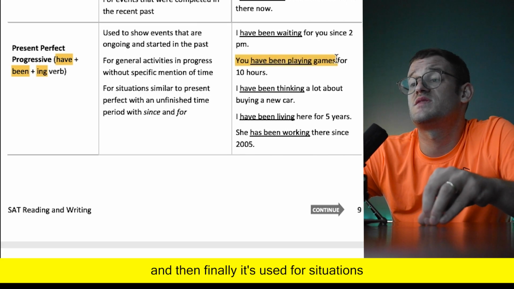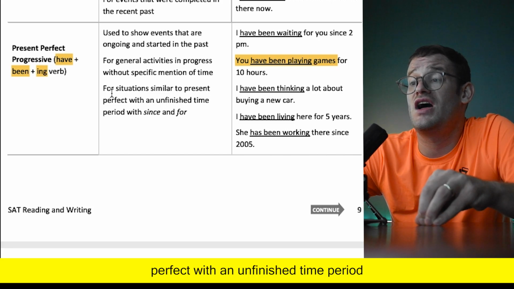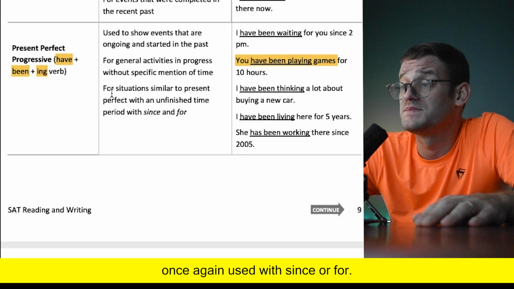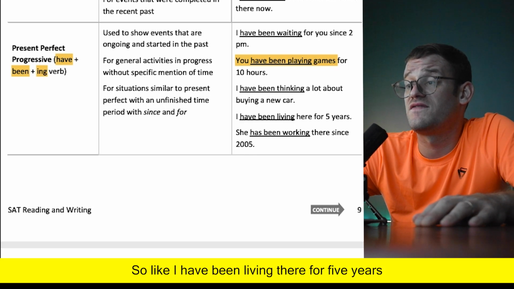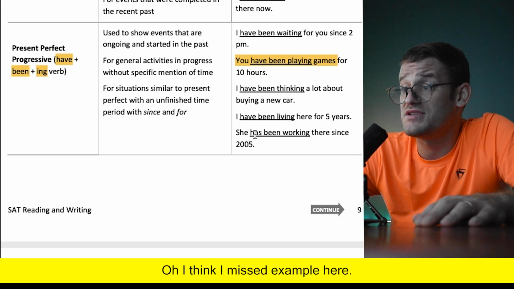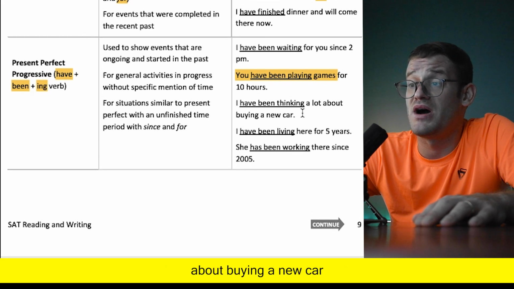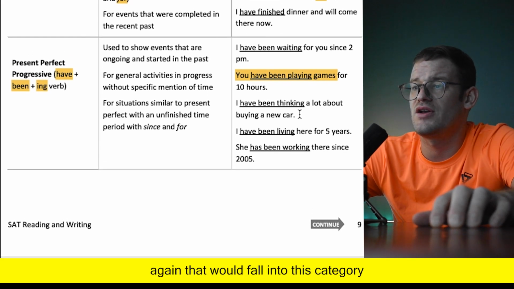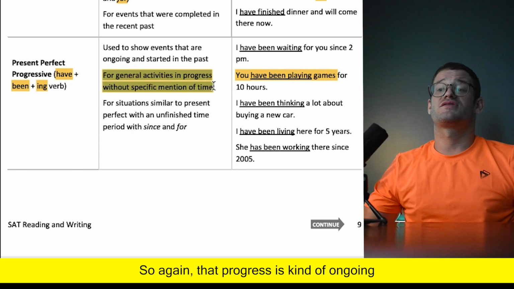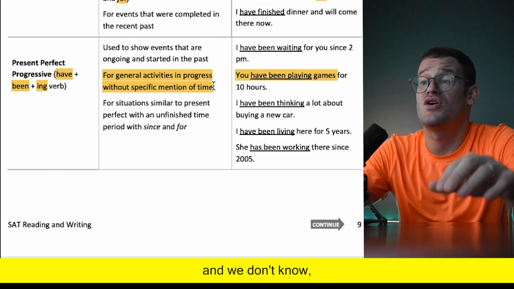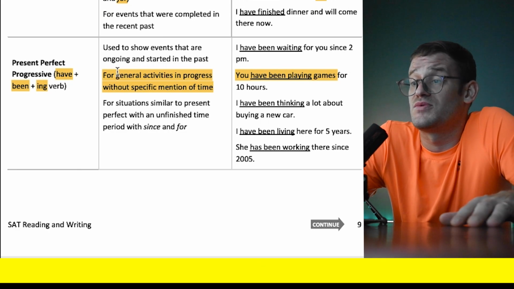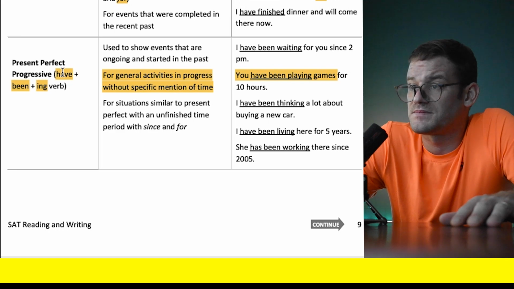And then finally, it's used for situations basically similar to present perfect with an unfinished time period, once again used with since or for. So like, I have been living there for 5 years, or she had been working there since 2005. Oh, I think I missed an example here. So like, I have been thinking a lot about buying a new car. Again, that would fall under this category of a general activity in progress without that specific time mentioned. So again, that progress is ongoing, and we don't know when that would have been. So we use that present progressive there.